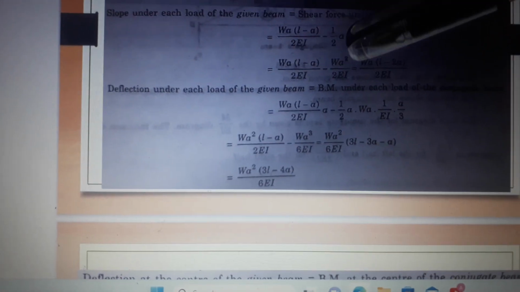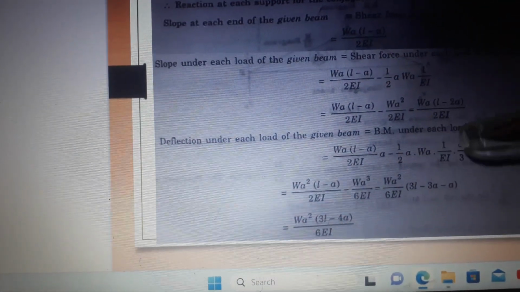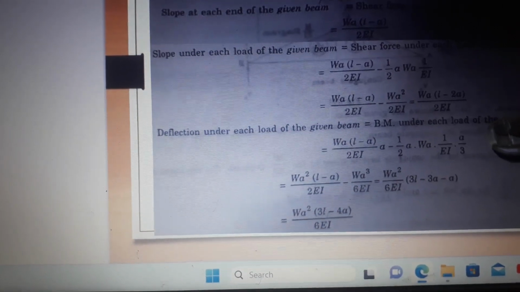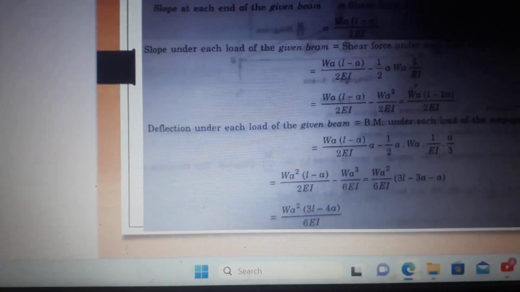Deflection under each load of the given beam is equal to the bending moment under each load of the conjugate beam, which is equal to WA into (L minus A) divided by 2EI into A, minus half A into WA into 1 by EI into A by 3. Why A by 3? Since it is a centroid, it is the distance from here to here. Then WA square into (L minus A) by 2EI minus WA cube by 6EI is equal to WA square by 6EI into (3L minus 3A minus A), which is equal to WA square into (3L minus 4A) divided by 6EI.